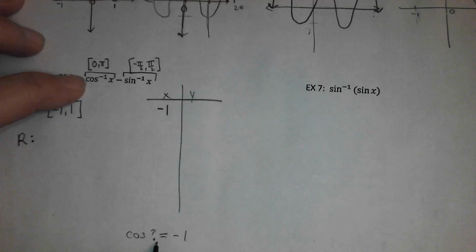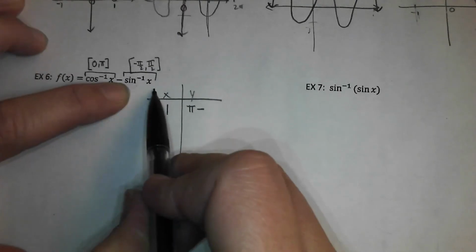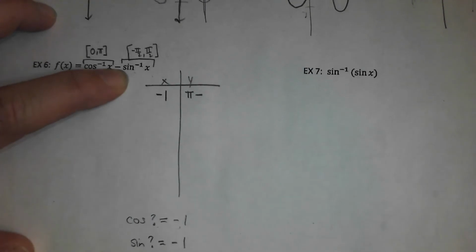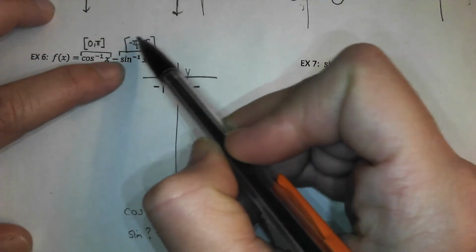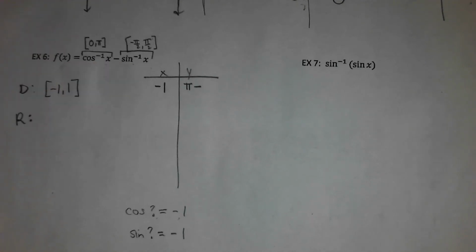Cosine of what angle gives you -1? Pi. So that'll be pi minus the inverse sine of -1. The sine of what angle gives you -1? It would be 3pi/2, except we have to give an answer between -pi/2 and +pi/2. So what angle is pretty much the same thing as 3pi/2, but in the appropriate range?